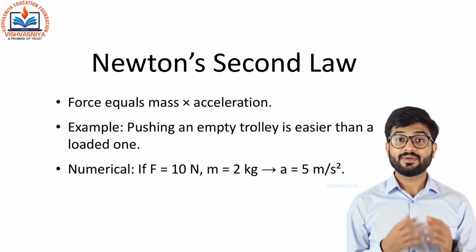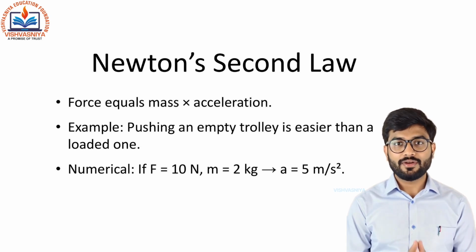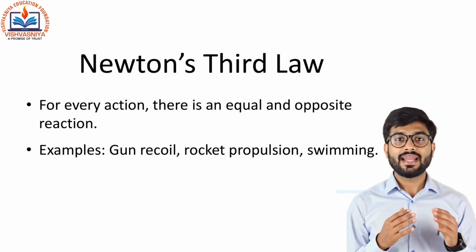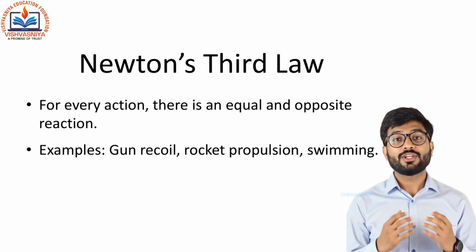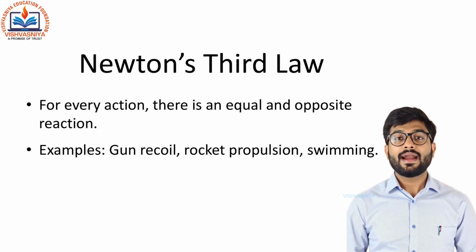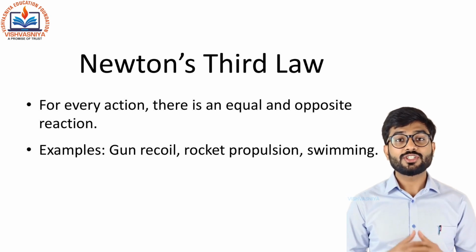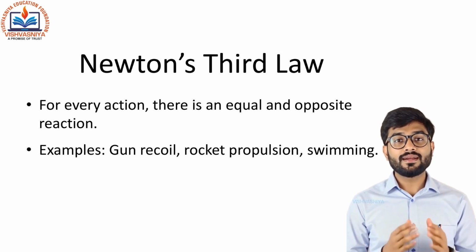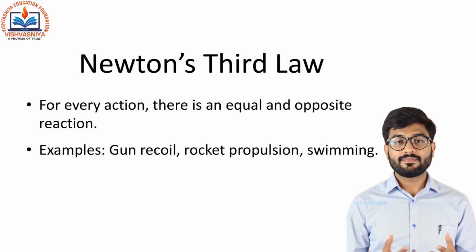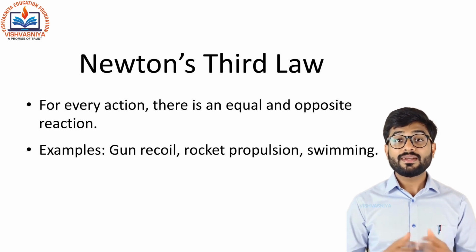Another practical example is catching a fast ball. Moving hands backward increases time, reduces force, and makes catching safer. Third law, action and reaction. For every action, there is an equal and opposite reaction. Forces always appear in pairs, acting on different bodies, equal in magnitude and opposite in direction. Example, when you walk, your foot pushes the ground backward and the ground pushes you forward. When a gun fires a bullet, the bullet moves forward and the gun recoils backward.